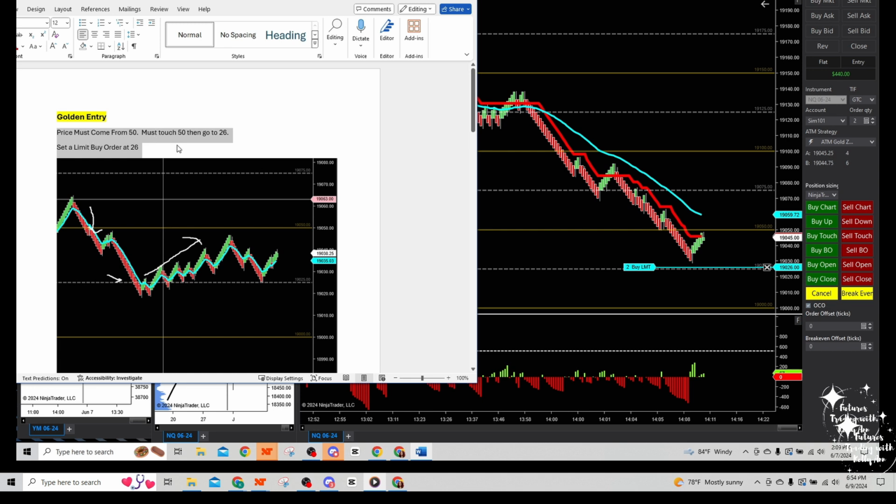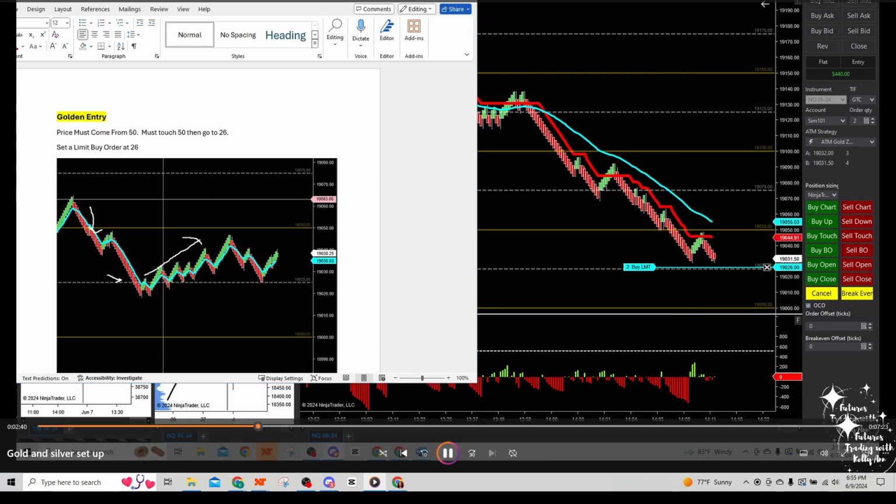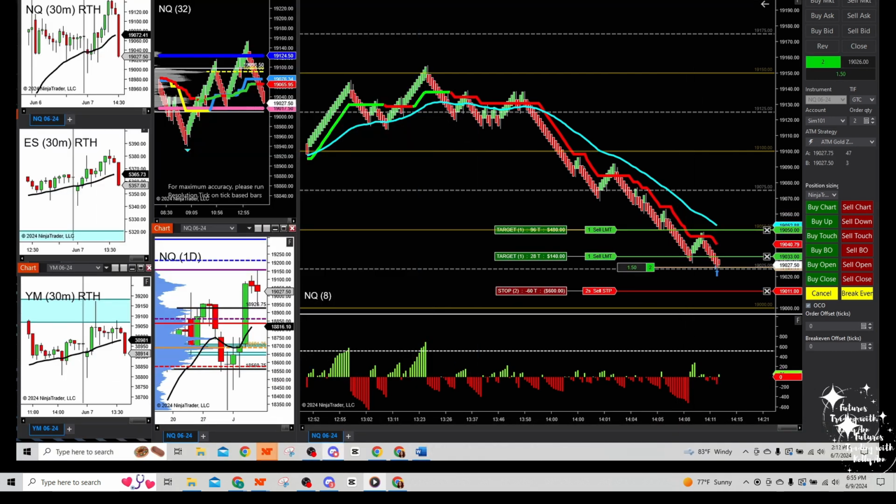Here's the rule. The price must come from 50. It must touch the 50 and then come down to the 26. You set a limit order to buy at 26. First take profit is at 7 points, and then your final take profit is going to be up at 24 points. About to trigger. Order filled. We are in. Target 7 filled. Points locked, and we're working on our runner, which I can already tell you doesn't make it.